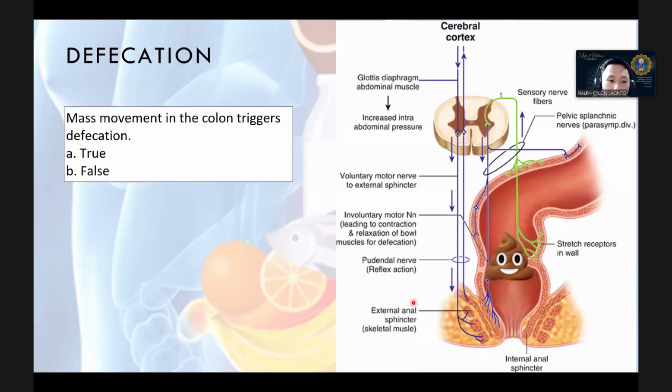So, my question is this one. Colonic mass movement, does it trigger defecation? True or false?